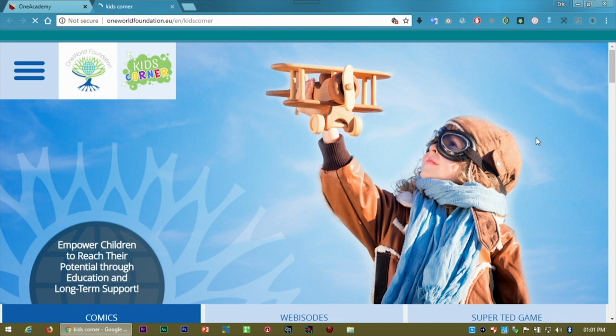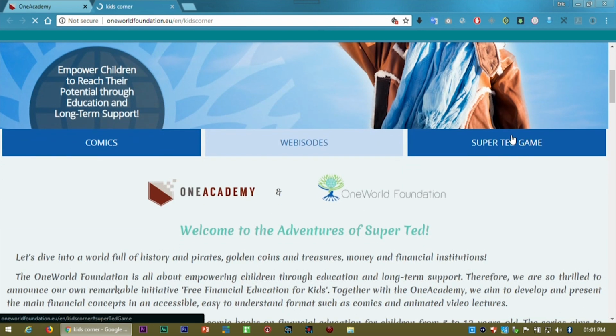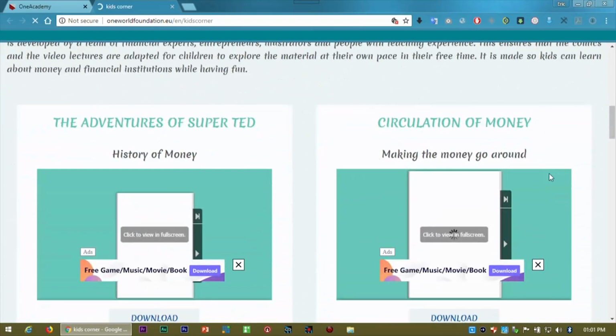Here's the page that talks about it. It's the One World Foundation that deals a lot with the work we're talking about in terms of the children and so on. So, in this manual, you see empower children to reach their potential through education and long-term support. That is basically what the Oneacademy covers. It shows you how you can educate your children very, very easily. So let's look at the Super TED.